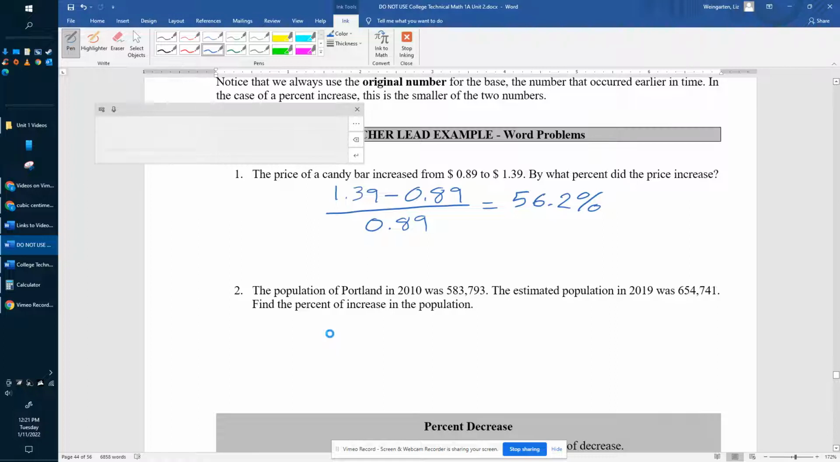Population of Portland in 2010 was 583,793. Estimated population in 2019 was 654,741. Find the percent increase of the population. So we'll take new minus old, and divide it by old. And let's see what we get.